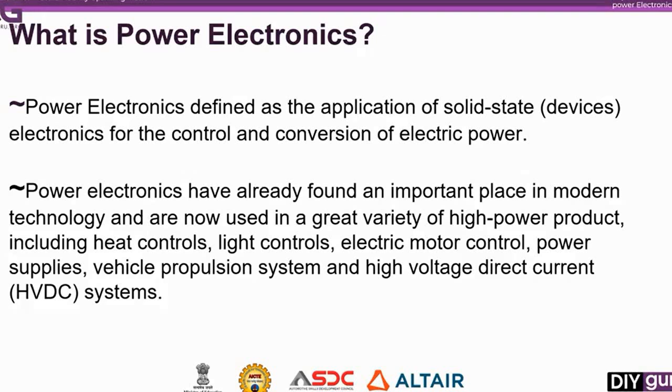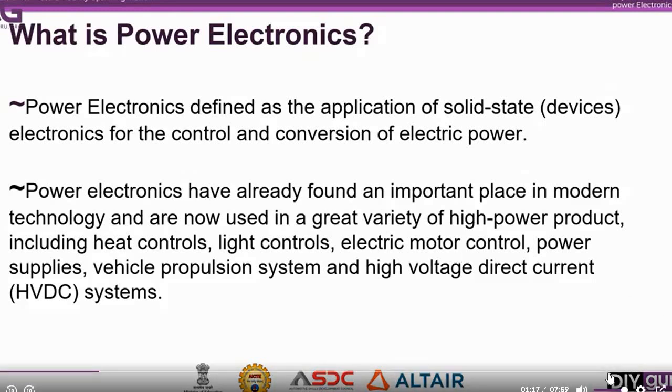From household electronics to equipment in space applications, they all will have some sort of power electronic devices in them. Power electronics have already found an important place in modern technology and are now used in a great variety of high power products. Various types of controls such as heating control, light control, etc. Then we have power supplies, vehicle propulsion systems, and high voltage direct current or HVDC systems. Power electronics are found virtually in every electronic device.